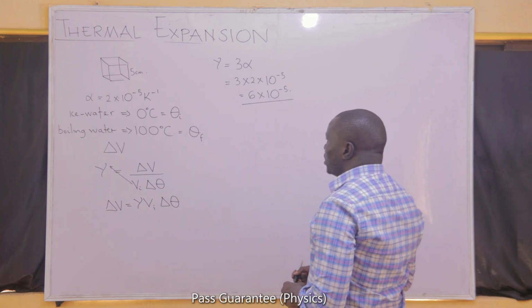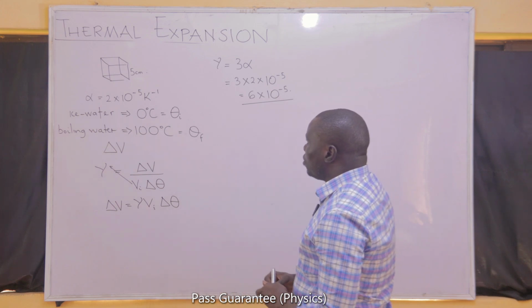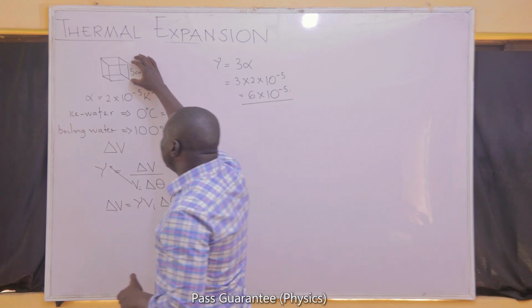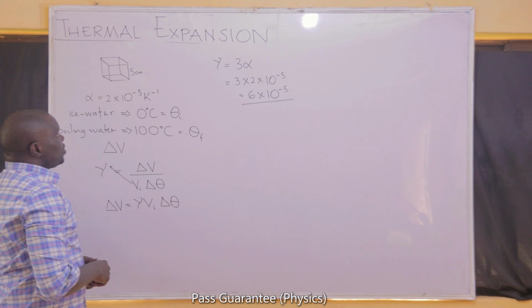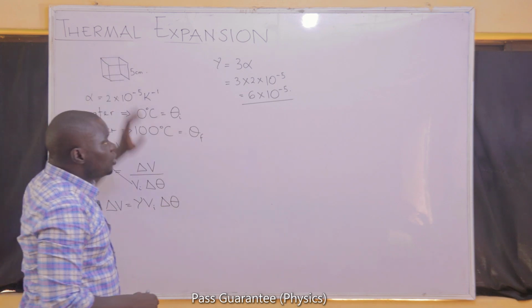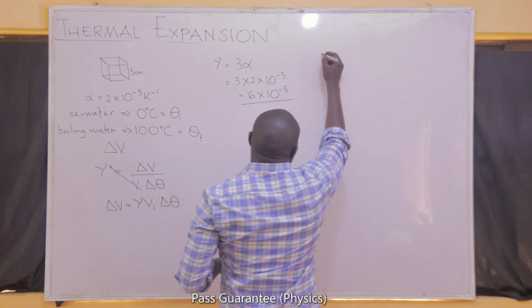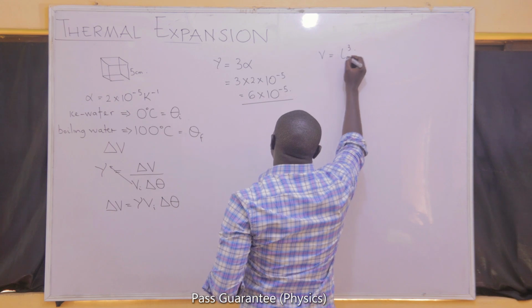Another thing that we need, which is not given in this question, is the initial volume. We are not given the initial volume, but we are given the initial length of the side. That initial length of the side is 5 centimeters. We can now find the volume of this cube. How do we get the volume of the cube? The volume of a cube is the length cubed.